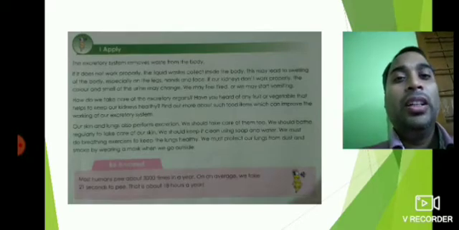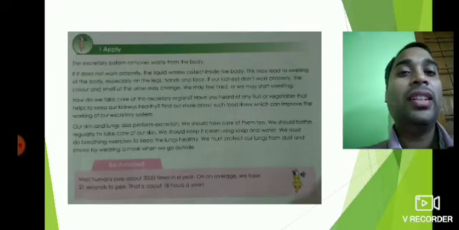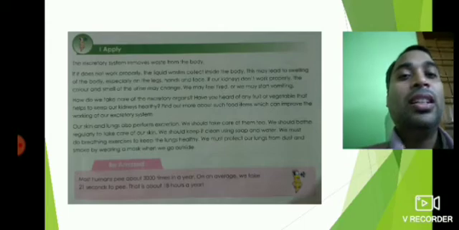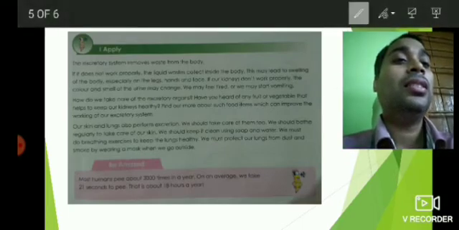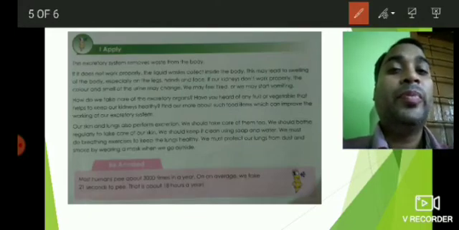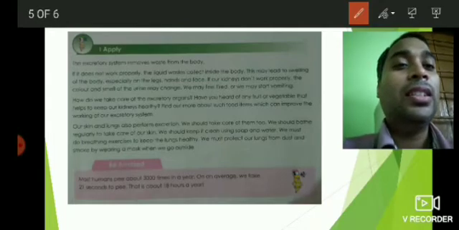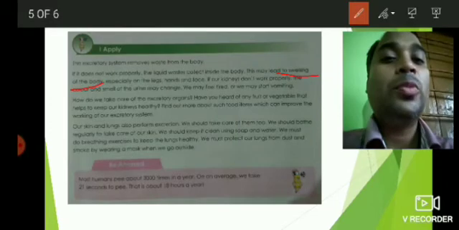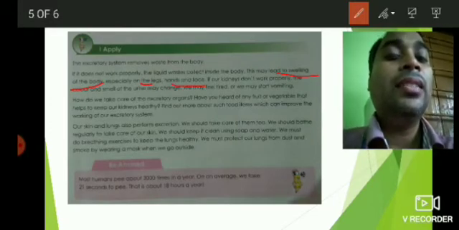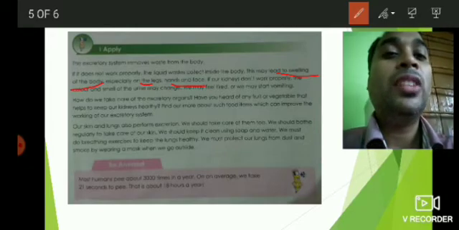Now if it does not work properly, the liquid waste collects inside the body. This may lead to swelling of the body, especially on the legs, hands and face. So if our excretory system does not work, these are the consequences that we may have to face. So what are these effects? This may lead to swelling of the body, especially on the legs, hands and face. So if our kidneys don't work properly, the color and smell of urine may change.